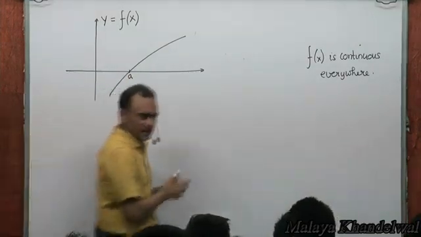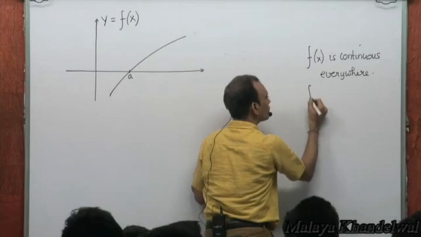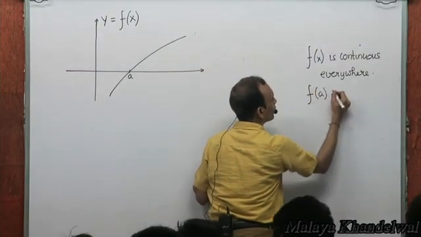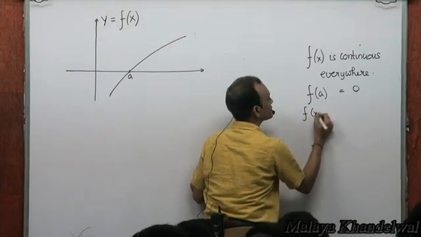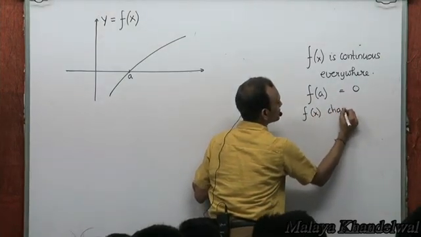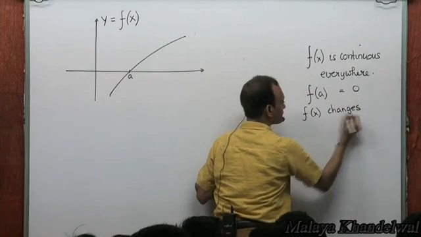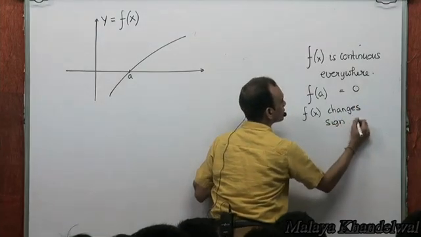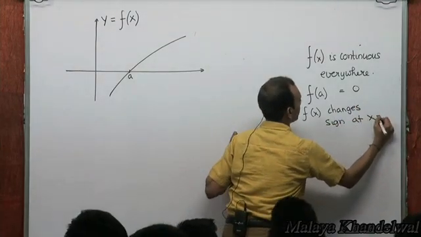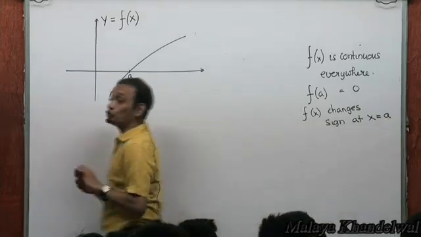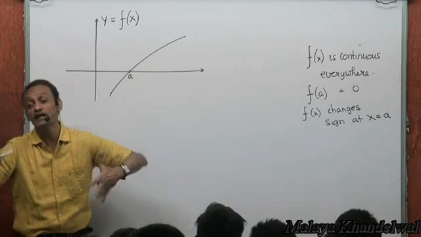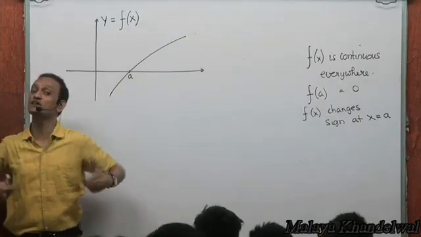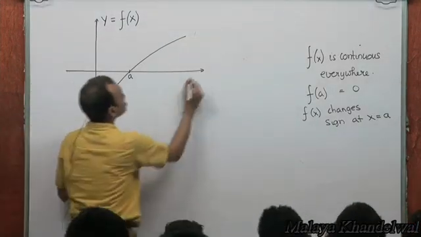f(a) is 0. f(x) changes sign at x equal to a. To the immediate left of a and to the immediate right of a, the function has opposite signs. Let's say such be a function, right?